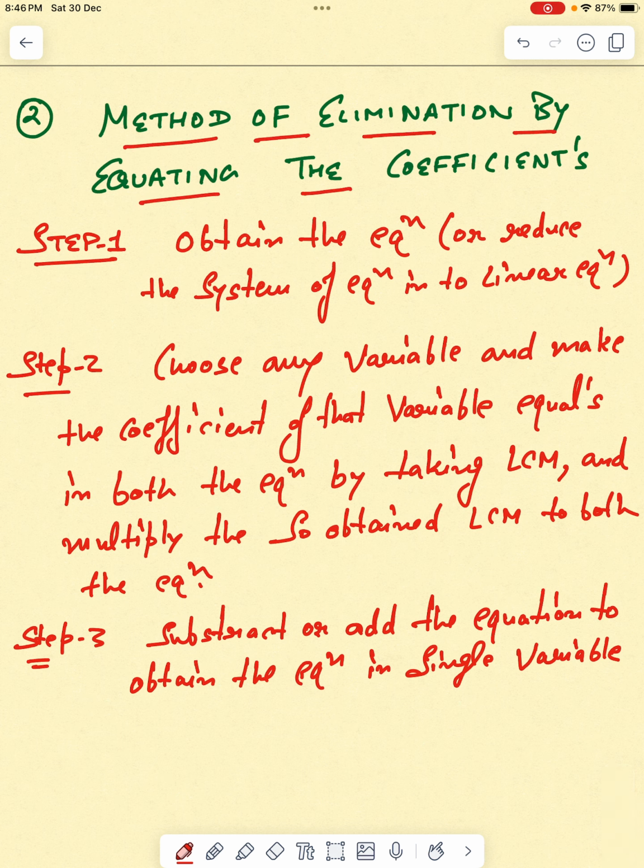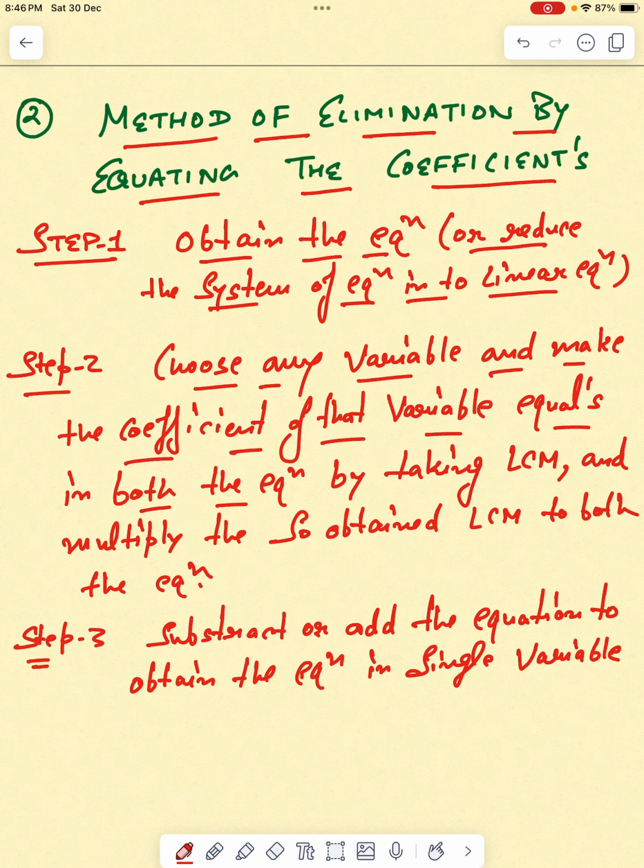What we have to do, the given equation may be not in the linear form. First we have to reduce into the linear form if it is not in the linear form. So next step is choose any variable, just like we have done it on our previous method, and make the coefficient of that variable equal in both the equations.